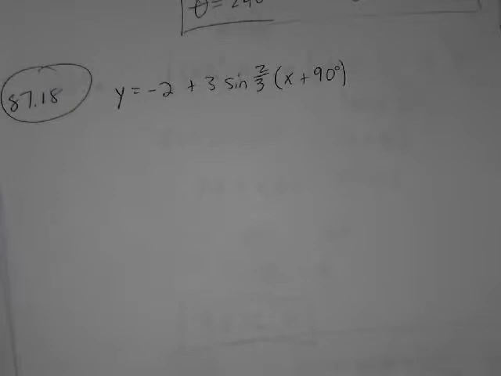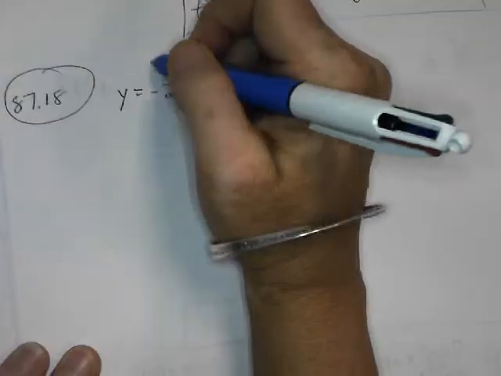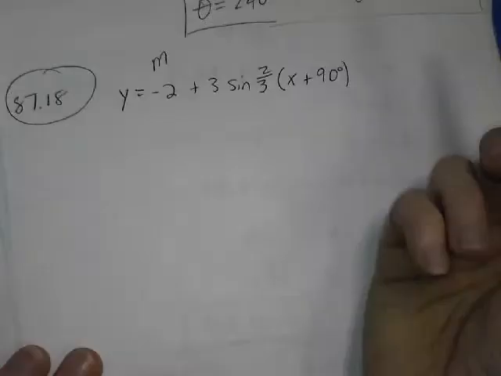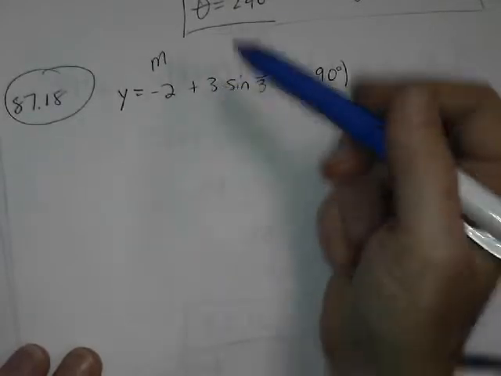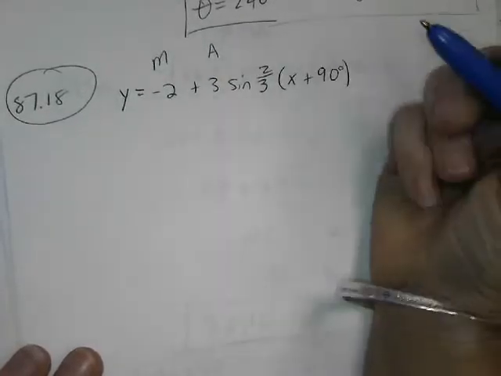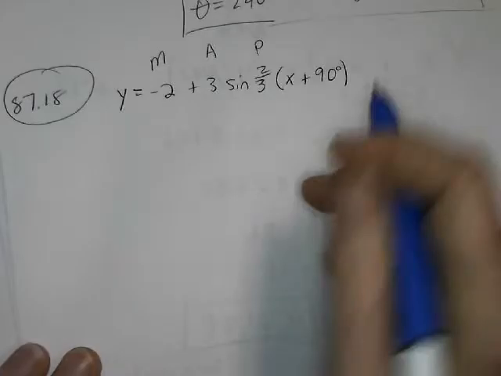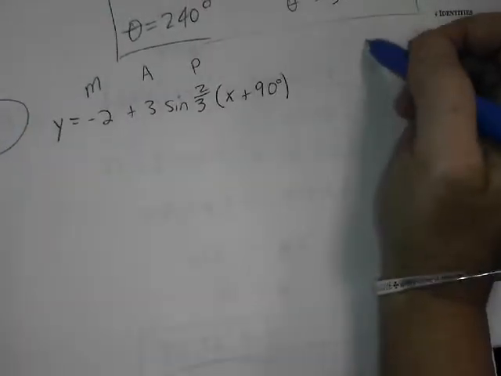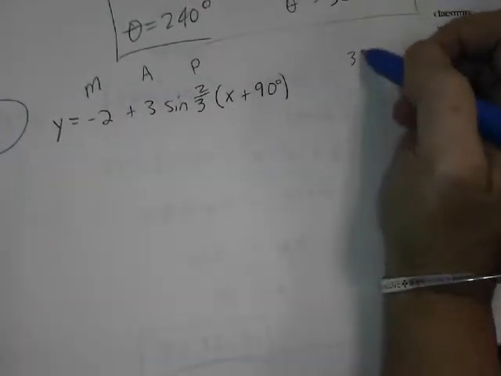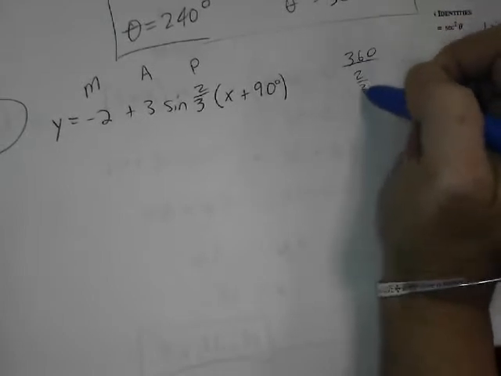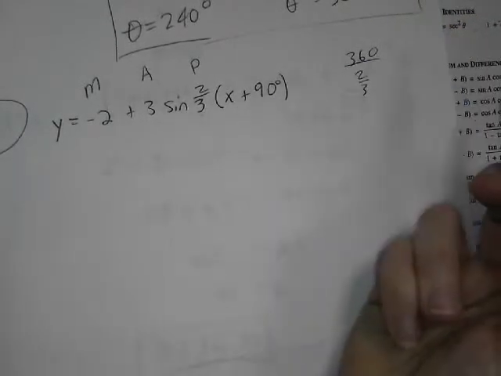Okay, this is 87, number 18, and we're supposed to sketch the sinusoid. So I see that the midpoint is at -2. Amplitude is 3. The period is, well, it looks like we're in degrees, so I'll go 360 divided by 2/3. That's how you get the period.